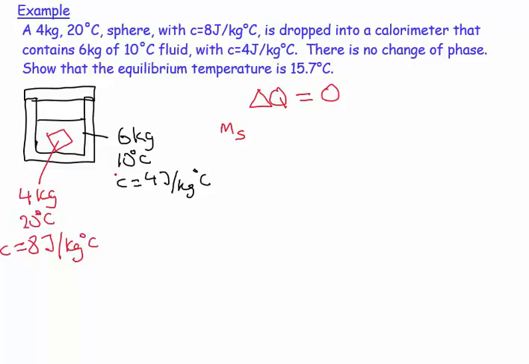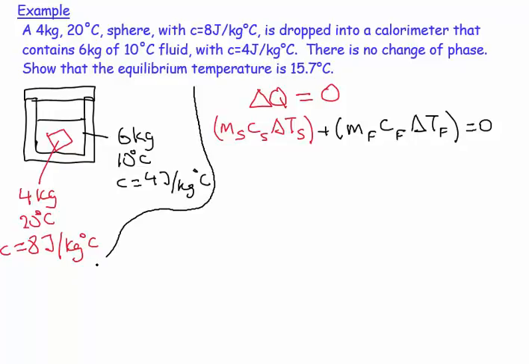The mass of the sphere times the specific heat of the sphere times the temperature change for the sphere, plus the mass of the fluid times the specific heat of the fluid times the temperature change of the fluid, is equal to 0. I just use my definition for specific heat and say the heat given up by one of these is equal to the heat obtained by the other because there's no change in heat.